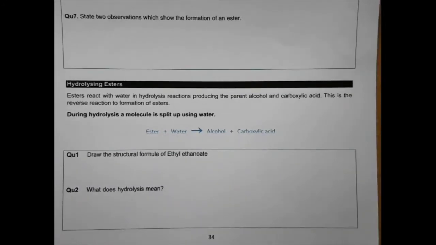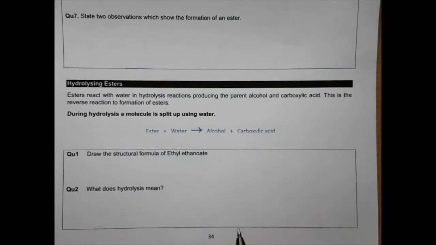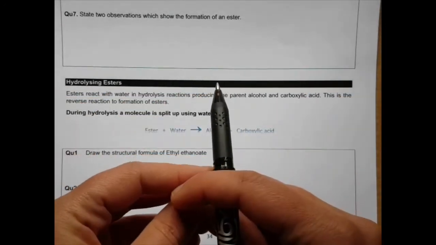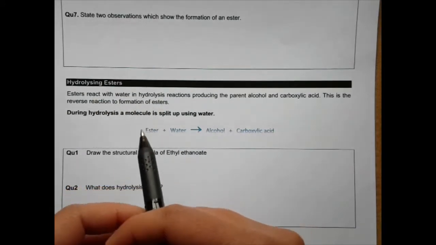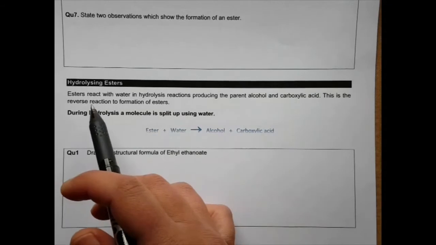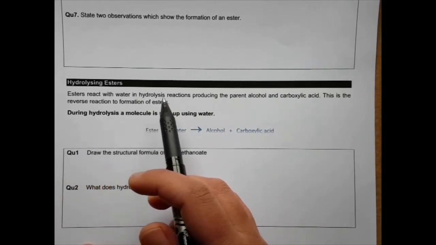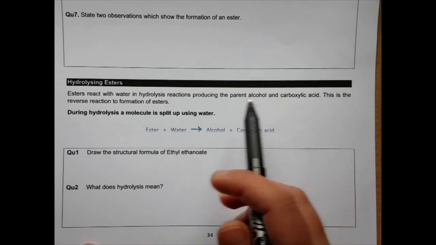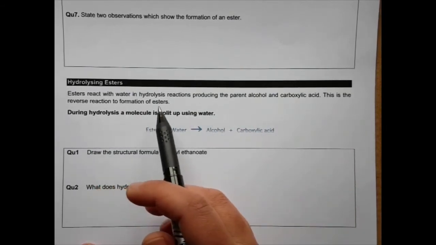Okay, so the last little bit of this is hydrolyzing esters. So we saw previously that esters are made in condensation reactions between an alcohol and a carboxylic acid, so that's the joining together of two molecules. Hydrolysis is the splitting up of two molecules, and it's splitting using water. So esters react with water in hydrolysis reactions, producing the parent alcohol and carboxylic acid, and it's the reverse reaction to the formation of esters.